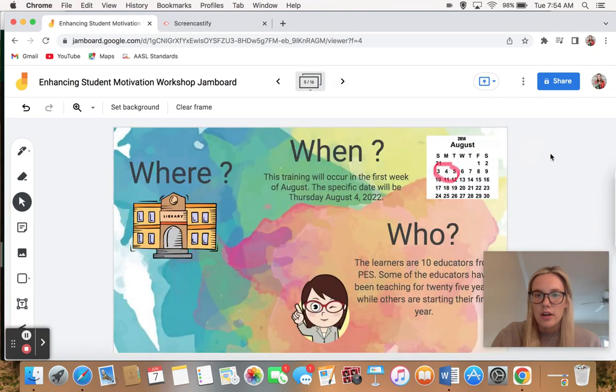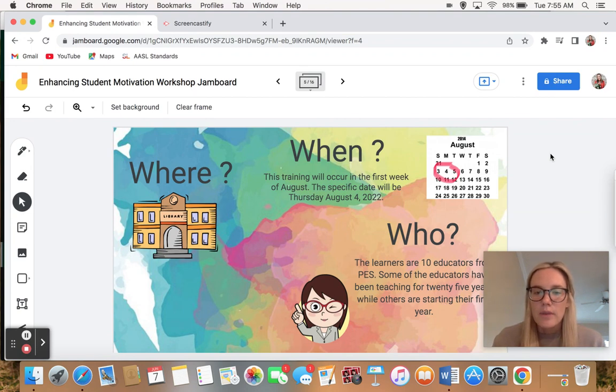All right, slide number five. This one is just my where, when, and who slide. Where my workshop is going to take place is in the school library. And then I chose the date of Thursday, August 4th. I chose this date because it would be right before the first week of school, and so it would be fresh on educators' minds. The strategies would be practiced and ready to go for the beginning of the school year. And it's important to start these motivations early on so that students can succeed the rest of the school year.